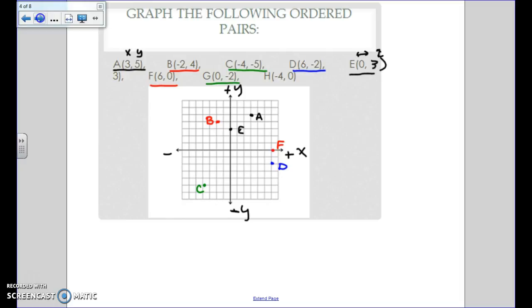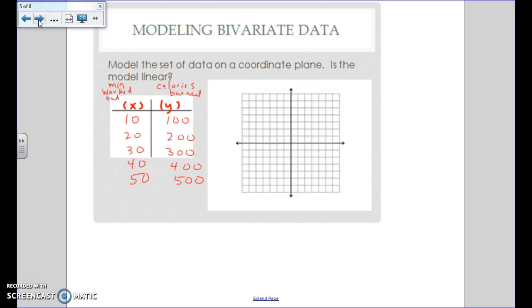0, negative 2. So again, this is tricky. Left and right first, up and down second. So left and right 0, down 2. There's G. And then H. Left and right negative 4, up and down 0. So 1, 2, 3, 4, up and down 0. There's our H. Okay, so just a little review on how coordinate planes work and how to find the location of each point or each coordinate. And now we're going to use that information to help us plot some more real-life situations.